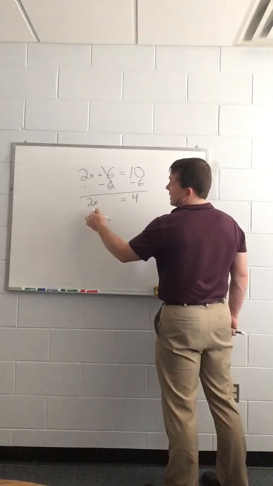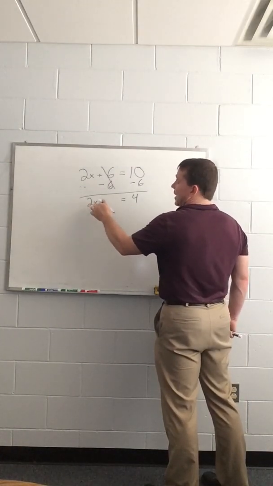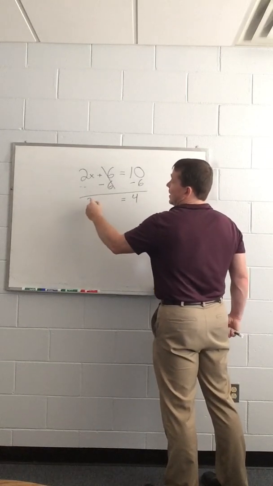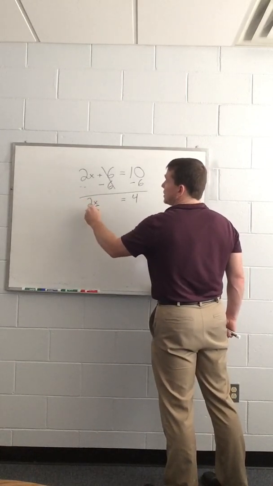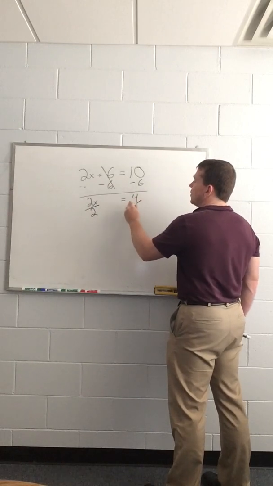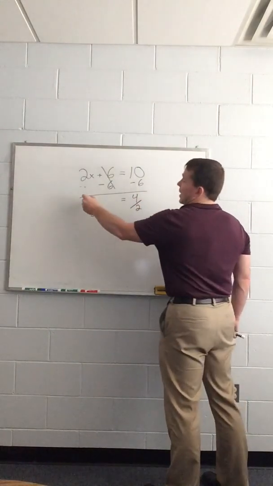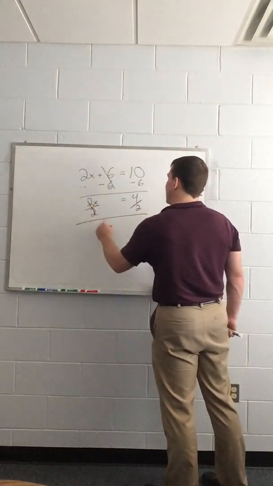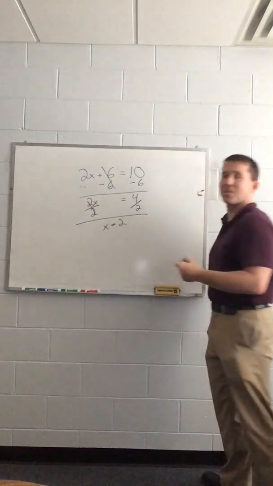Now you want to get the x by itself. You have 2 times x. In order to get the x by itself, you do the opposite. So, since that's 2 times x, you divide by 2. Whatever you do on one side, you do on the other. Those 2's cancel. And we get x equals 2.